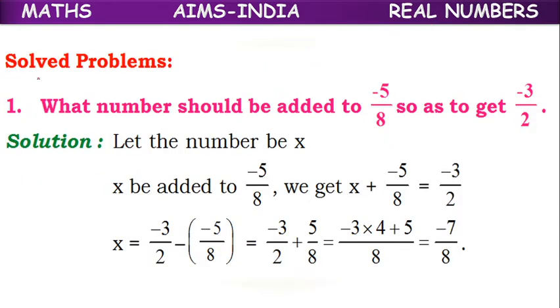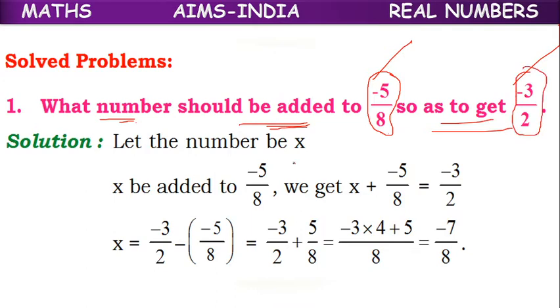So let's see some problems based on whatever operations we have learned, like addition, subtraction, multiplication, division. What is the question here? What number should be added to -5/8 so as to get -3/2? So we have to add one number to -5/8 such that the result is -3/2. Let the required number be x. Means if x is added to -5/8, x plus -5/8 equals -3/2.